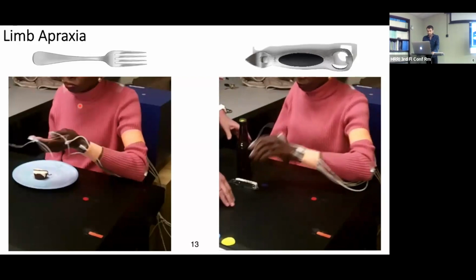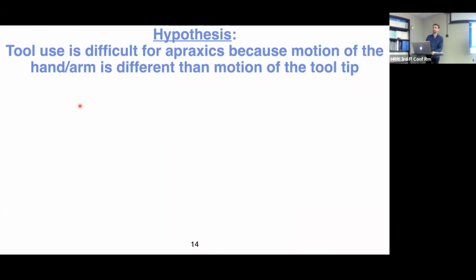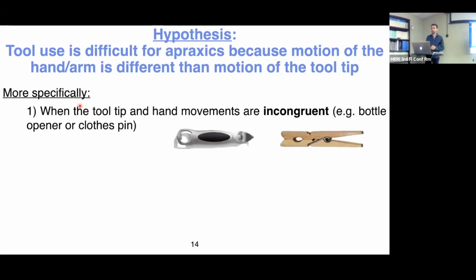So why are we observing this difference in the same patient? One of our hypotheses is that tool use might be difficult for apraxic patients because motion of the arm and hand is different from motion of the tooltip. Let me clarify that. We were interested in two parameters to test this hypothesis. The first one is when the tooltip and hand movement are incongruent. I was talking about the bottle opener. When you're using a bottle opener, you need to do the lever movement, and basically your hand will go down, whereas the tooltip will go up. So there is a mismatch between the two motions. Another good example is the clothespin, where you have to close your fingers to open the tip of the clothespin. That's how we define incongruence.